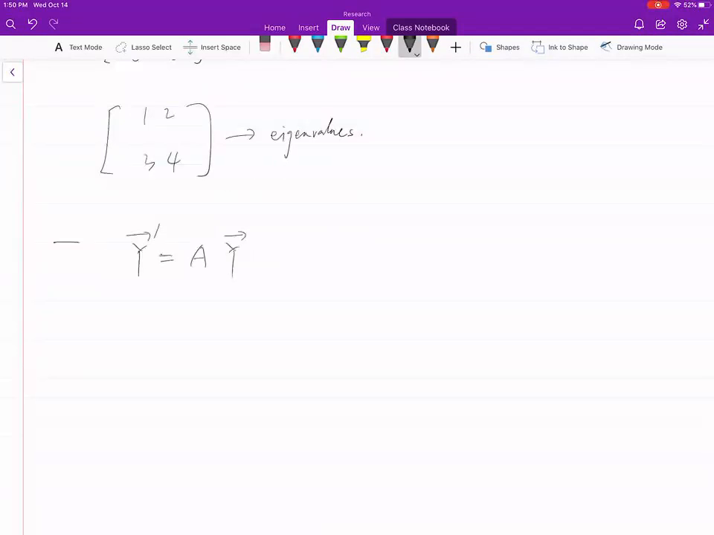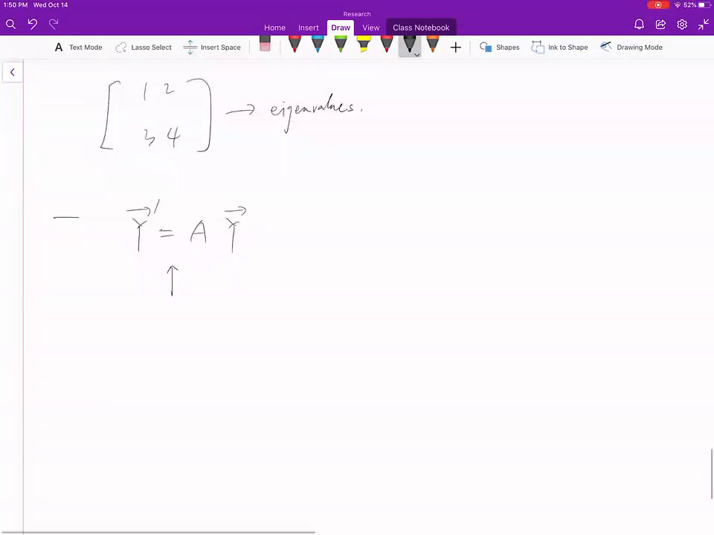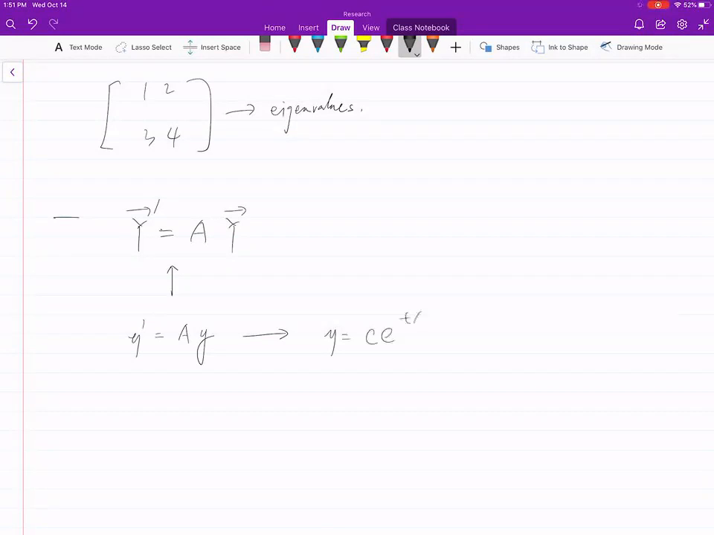where A is a matrix, right? Can you solve this thing? If you just pretend it's one dimension, or let's just say y' = ay. What's the solution for this? e to the ta. That's for one dimension. What now? e to the ta, of course.